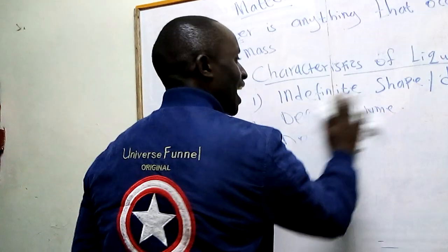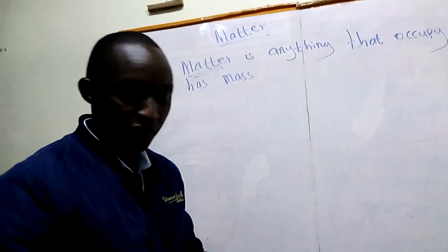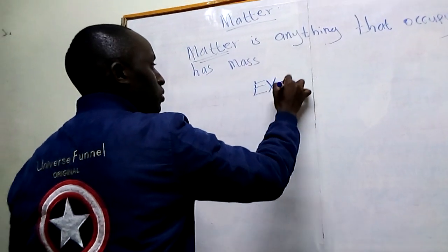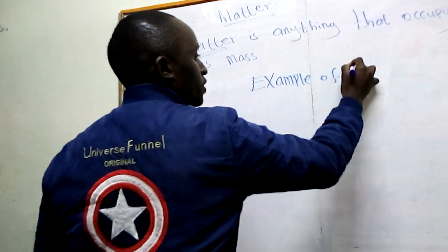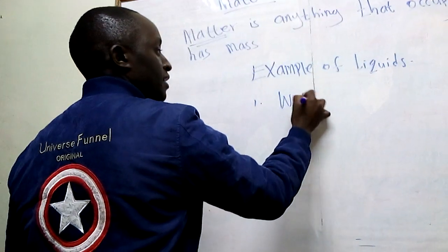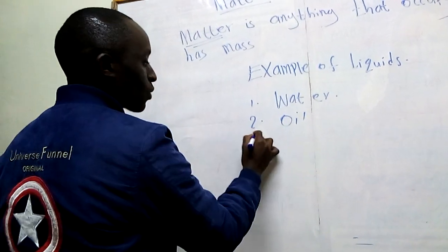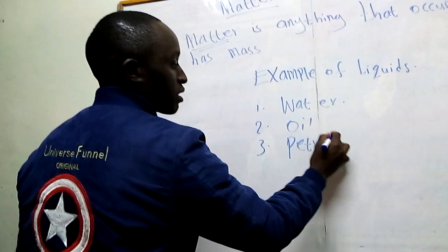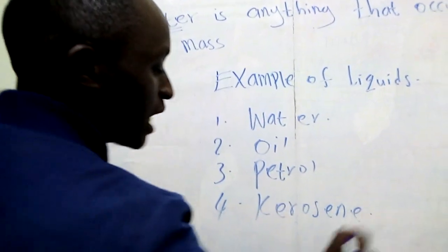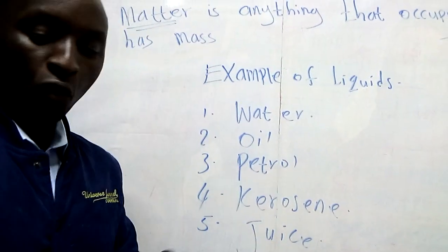From there, we can talk of examples of liquids. Learners, you need to understand examples of liquids that you have in your locality. You have so many liquids. Examples of liquids: number 1, we have water. Those are the kind of questions you can be asked. The second one, you can talk of oil. The third one, petrol. The fourth one, kerosene. Talk of juice that many learners like taking. Those are examples of liquids.